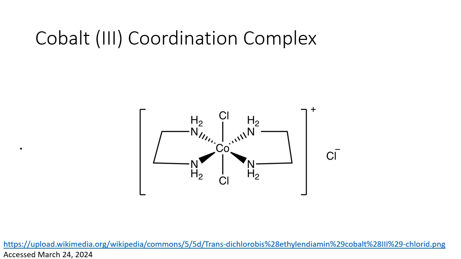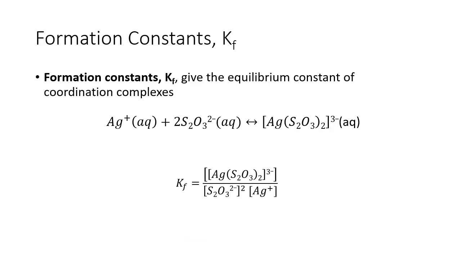You've picked out that the metal is always a Lewis acid, the ligand is always a Lewis base, and the complex is always a Lewis acid-base adduct. Now that we know how to form a complex, let's talk about the formation constants, or K sub F. They give the equilibrium constant for coordination complex formation.